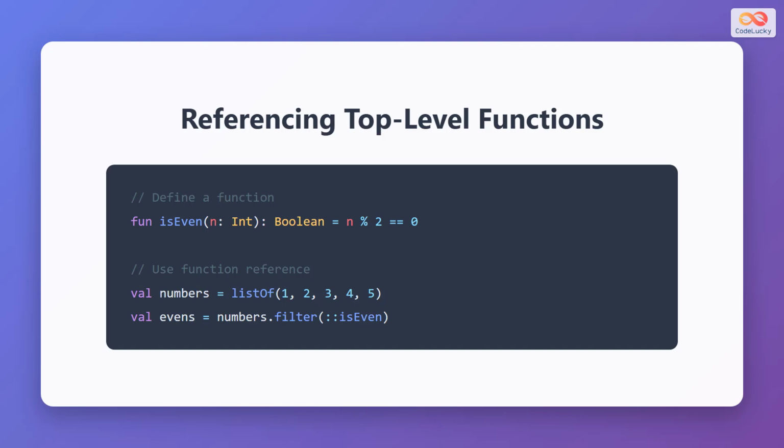Here's a practical example. First, we define a top-level function called isEven that takes an integer and returns true if it's even. Then, we create a list of numbers from 1 to 5. To filter only the even numbers, we pass the function reference ::isEven to the filter method. Kotlin automatically calls isEven for each element in the list.